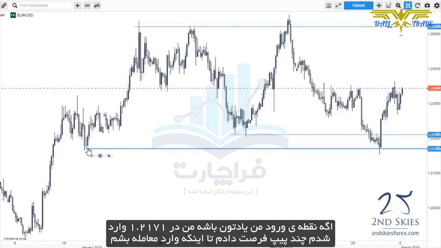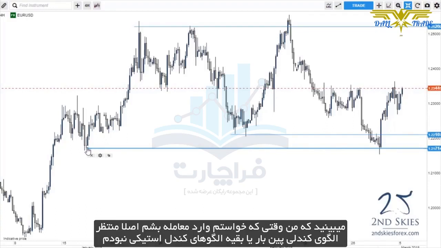So I gave just a few pips room, and just bought a few pips above the level.